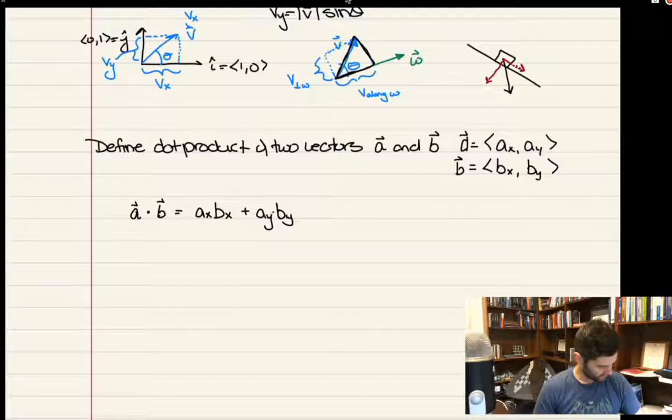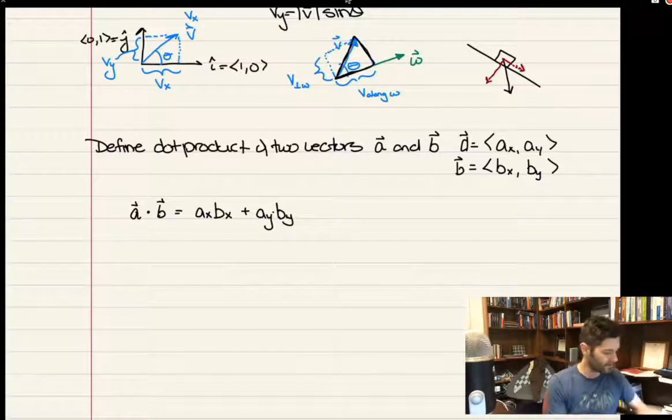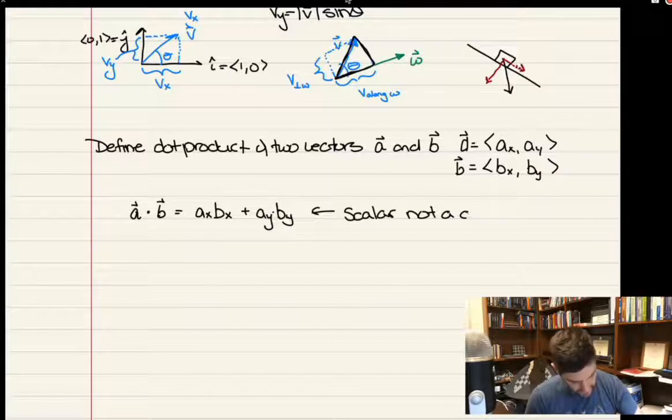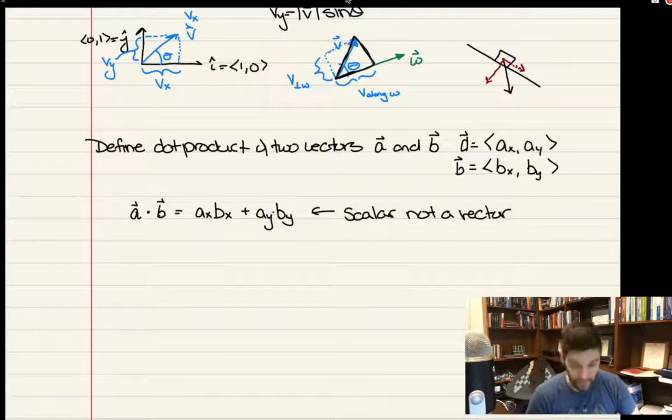Now this might seem ridiculous and just completely out of nowhere. But if we make this definition, the dot product actually has a lot of useful properties. And there's another way that this dot product can be written that proves to be more useful. But this is sometimes taken as the mathematical definition. Notice what you get as a result. This is a scalar, not a vector. You give the dot product a vector A and B, and it gives you back a number.